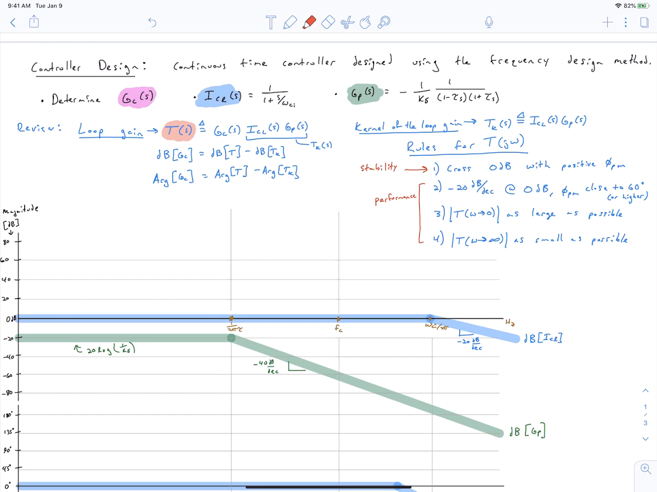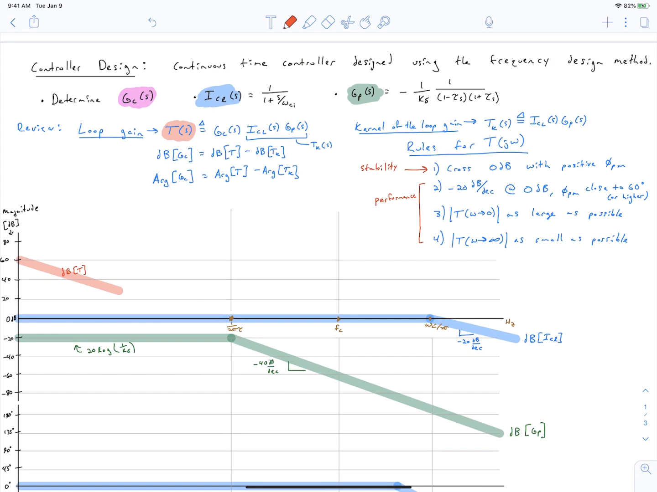So we said that we want the loop gain to go to as high of a value, as large of a value as possible at low frequencies. So we're going to assume that this is walking off towards a positive infinity value, and we'll assume that it has a slope of negative 20 decibels per decade, which would correspond to locating one pole at the origin.